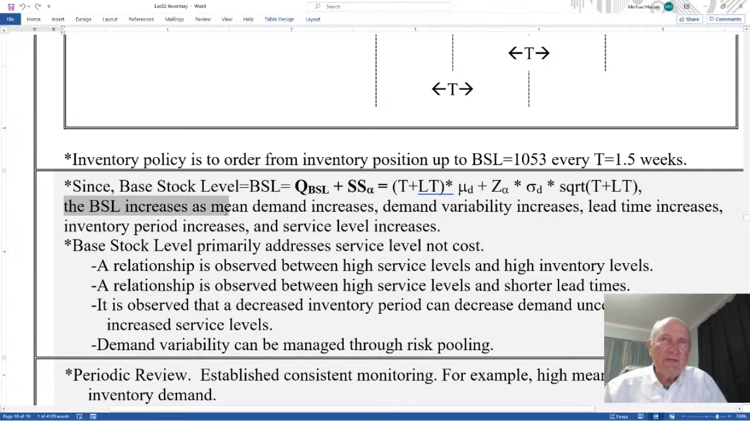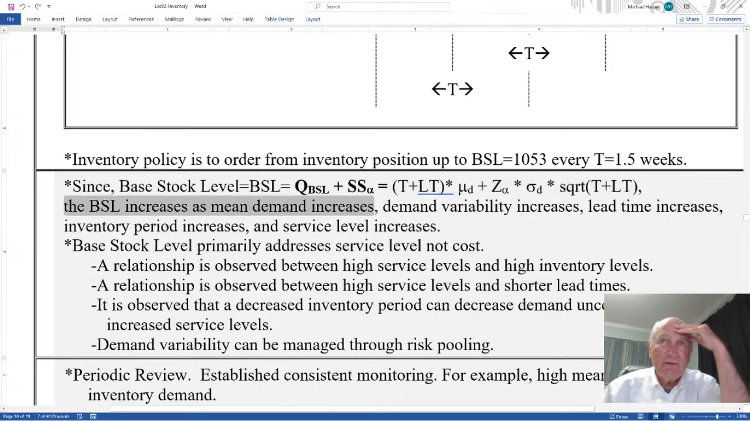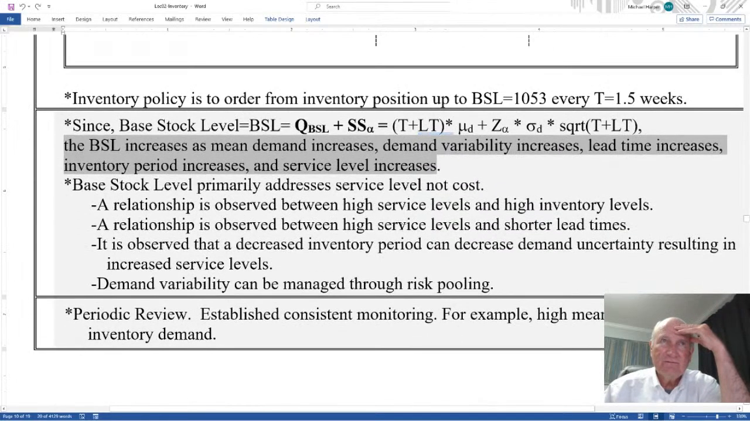The base stock level increases as the mean demand increases. So you will increase the base stock level if the demand increases. If the service level increases, if the variability increases, if the inventory period increases, in other words, if all of these increase, the base stock level will get bigger. So the base stock level increases as the demand increases, demand variability increases, lead time increases, inventory period increases, service level increases. All those will increase the base stock level.